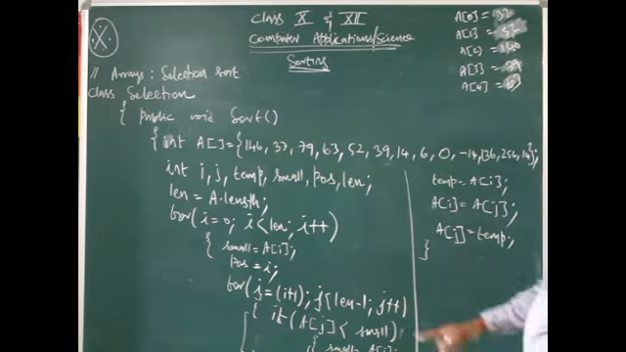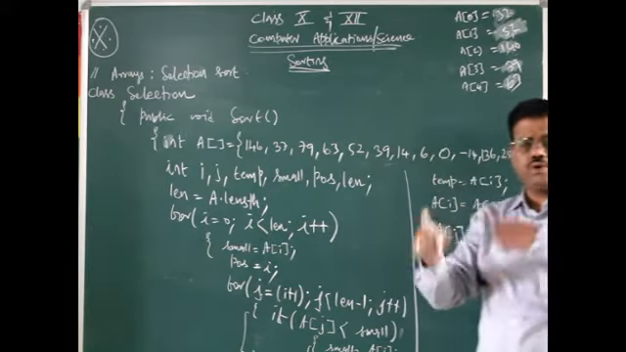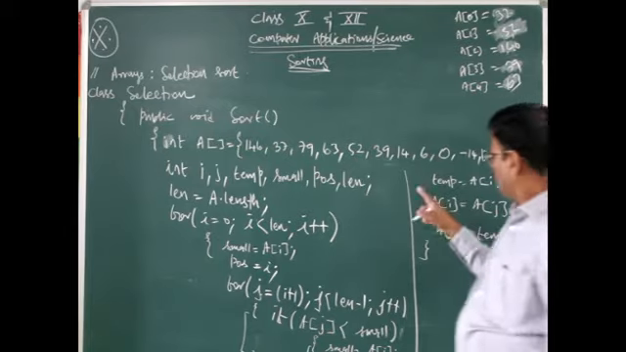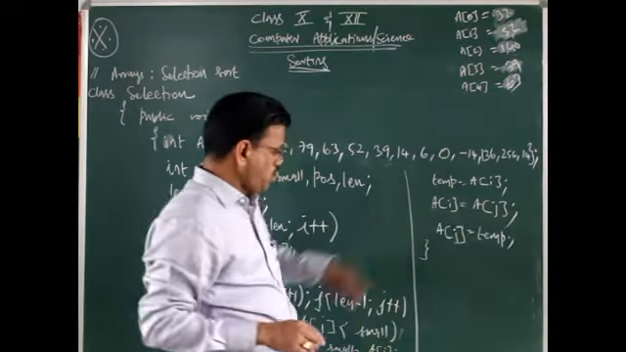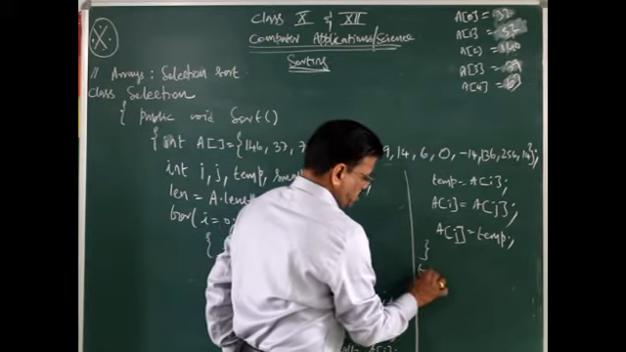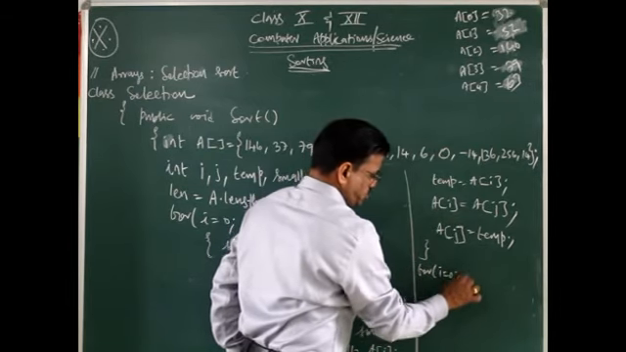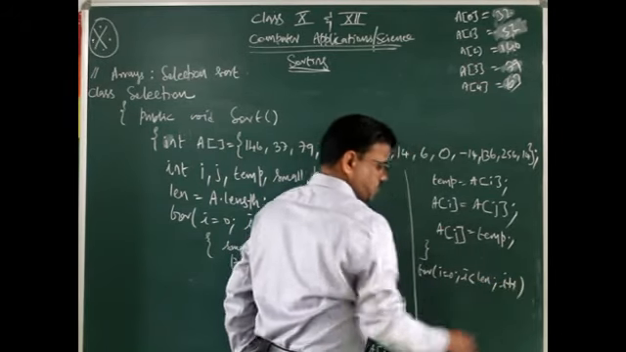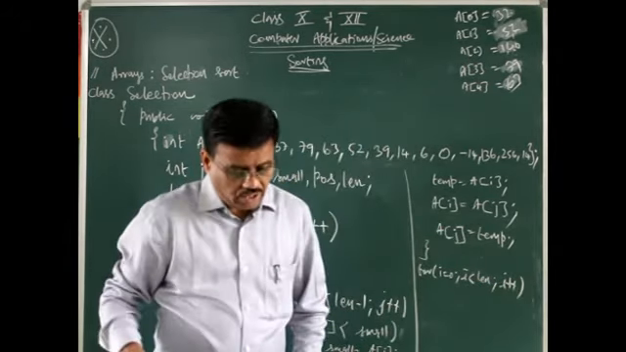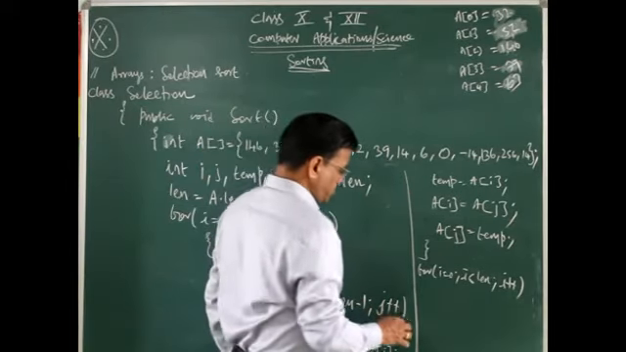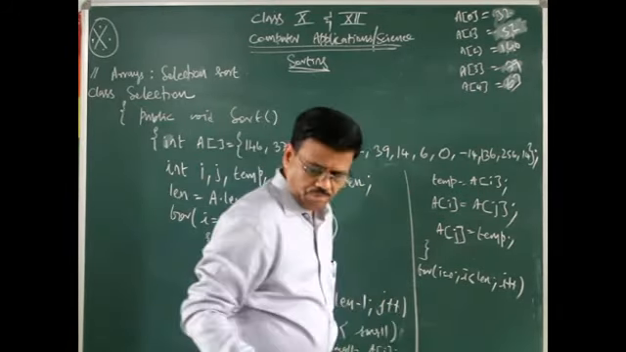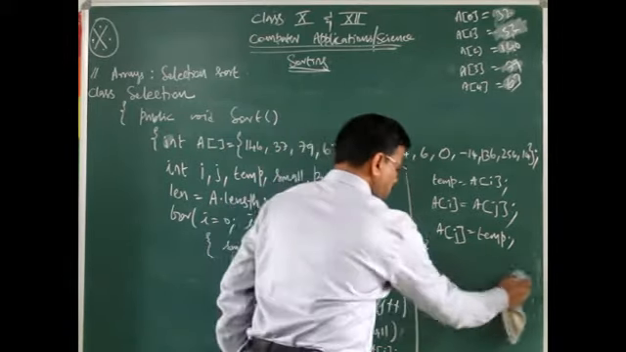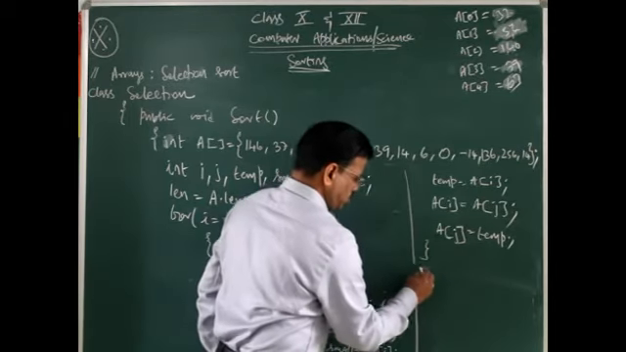This process will continue in the I loop and J loop. It will keep repeating till the end of this sorting. Once it gets over, then print: for I is equal to 0, I is less than the length, I plus plus. It means the array is sorted. Now you are going to print the array. Before that you can give one message.